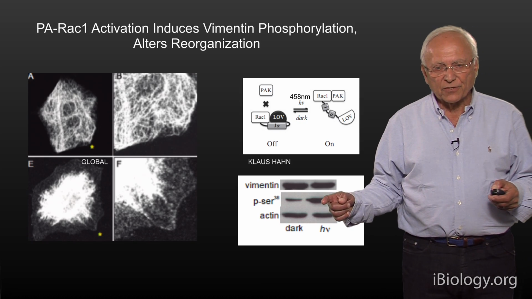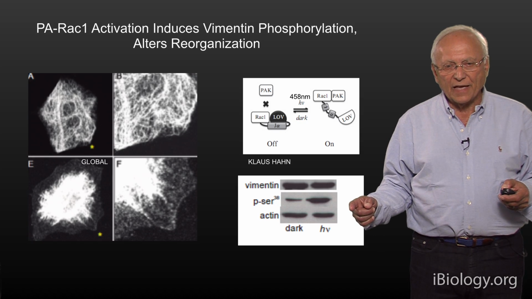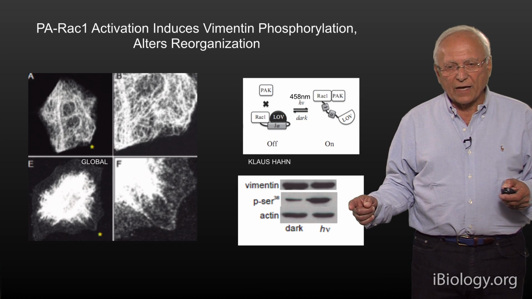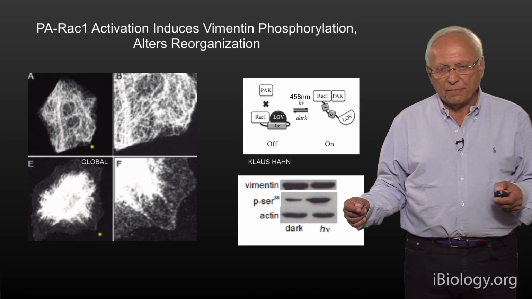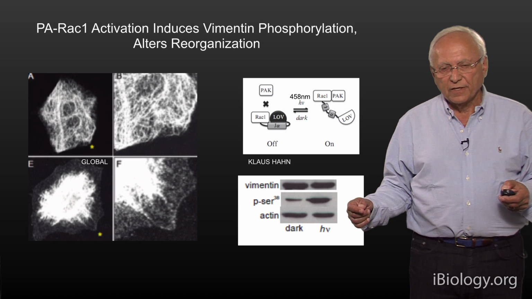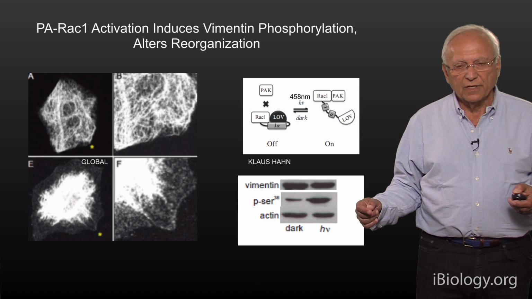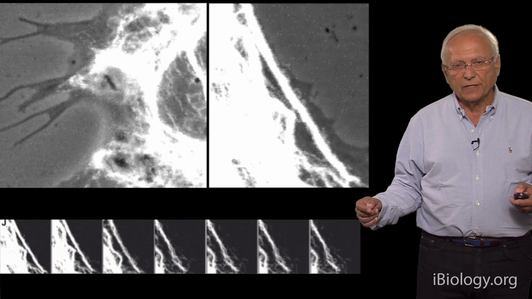So normally you grow the cells in the dark, and when you shine light on them, they activate this RAC1. And RAC1, it turns out, binds to PAK, and PAK is a kinase which is known to phosphorylate serine 38 in the Vimentin head domain.